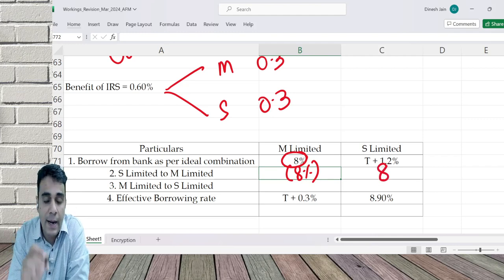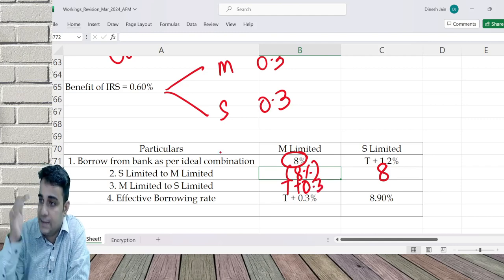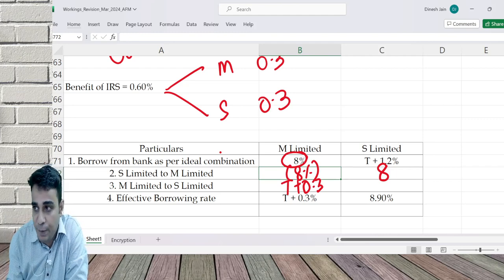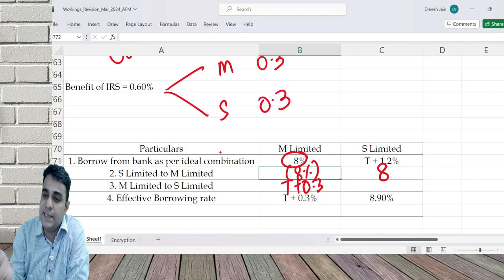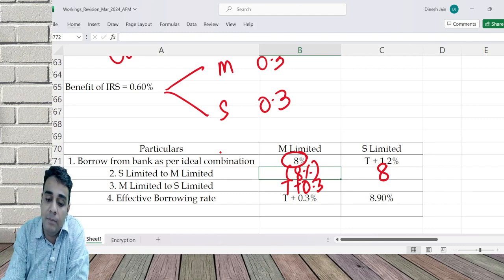Can you tell me 1 plus 2 plus 3 is equal to 4? What should be the balancing figure there? T plus 0.3. I'll repeat again. The first company is telling the second company, you pay me whatever I have paid the bank. So he has paid me this. What I do is I pay him T plus 0.3.